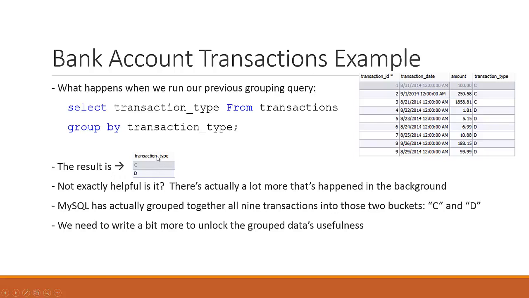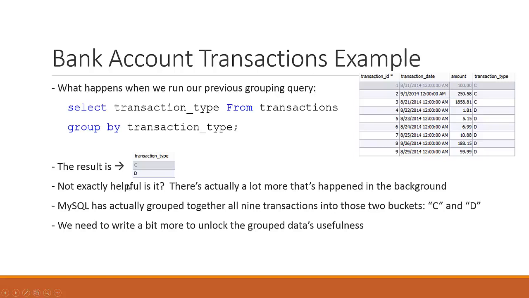Here's the result. Just like I said, we are just selecting transaction type, so it only gives you 2 rows, C and D. Okay, which makes sense. We're grouping by transaction type. And if you look at the transaction type column, there's only 2 unique data points, either a C or a D. So that's what happens. It groups it into 2 different rows. But this is not exactly helpful, is it?